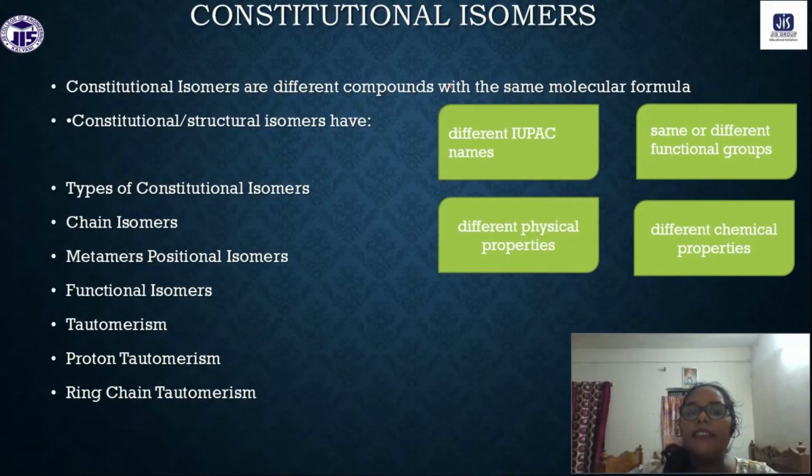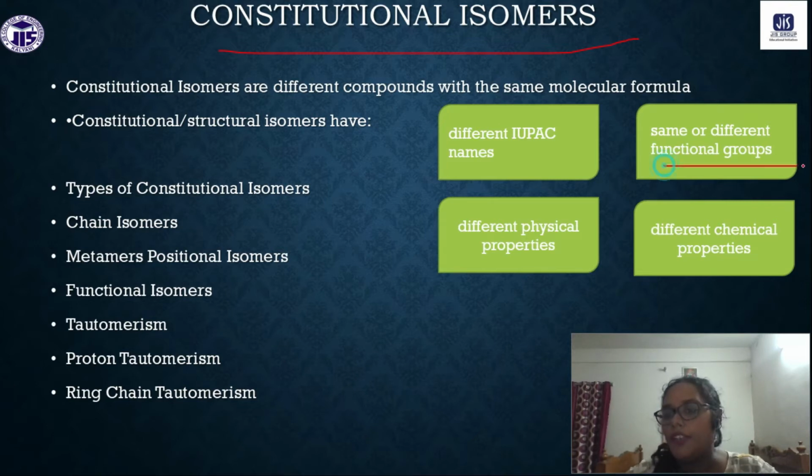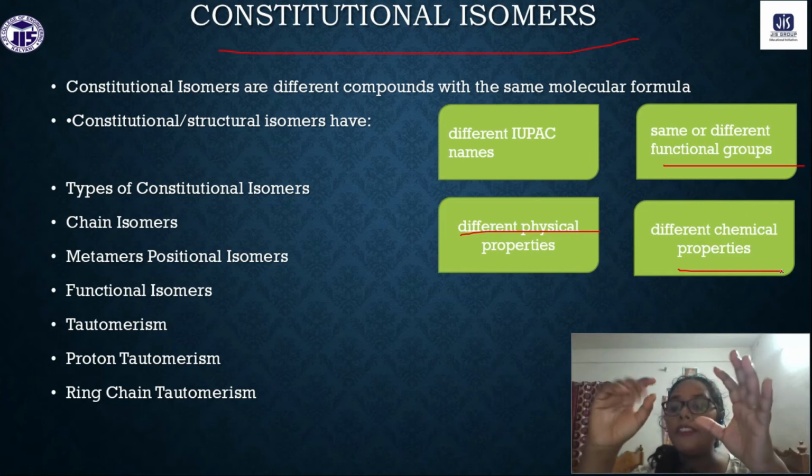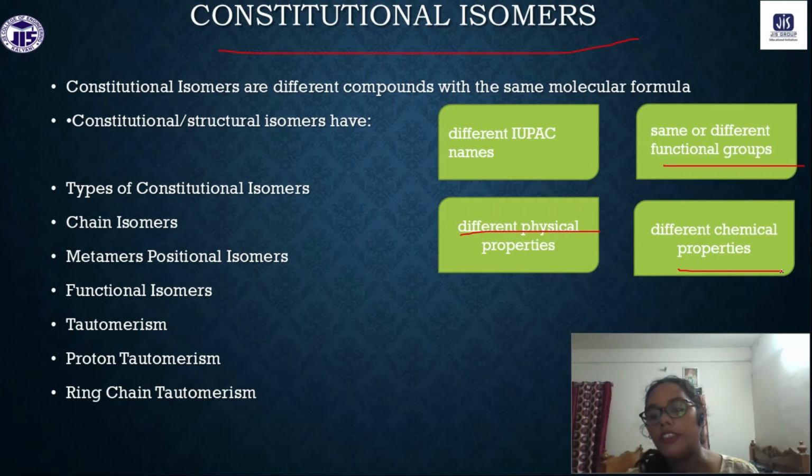This is the constitutional isomers, which have different IUPAC names, and the same or different functional groups. They can have different physical properties, and the chemical properties will be different. The chemical formula, that means the number of carbon, hydrogen, oxygen, will be the same, but the functional group can be different. Like in one sample it is an alcohol and in the other sample we have an ether.